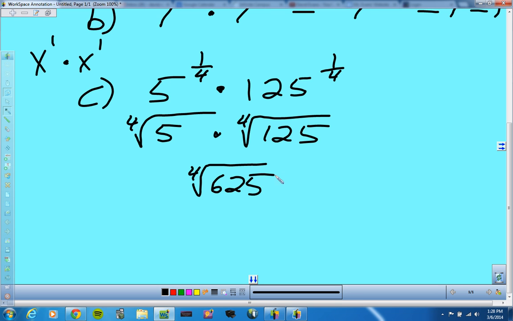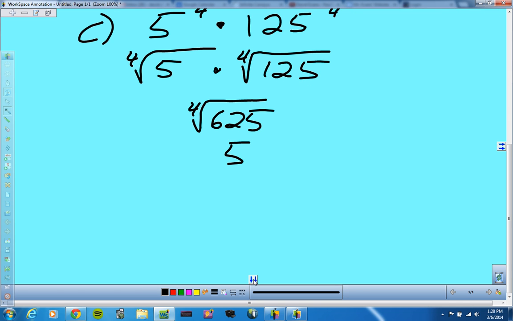And anyone know the 4th root of 625? Go for it, Aaron. She's looking at her chart. You gave it to us. He's not here. He is. Okay, so that one's 5.